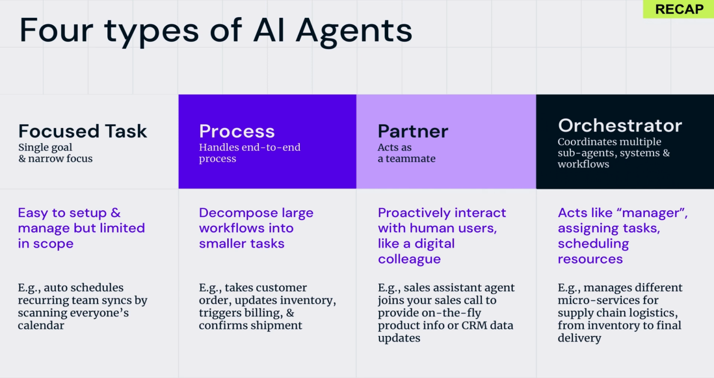Number three, partner agents. These are team like agents that collaborate and provide real time suggestions, like a marketing campaign assistant or code pairing bot. They proactively interact with users akin to a digital colleague. Number four, orchestrators. These are high level agents that coordinate tasks across multiple subagents or entire workflows. They act as managers, overseeing resources, departments, or complex projects.